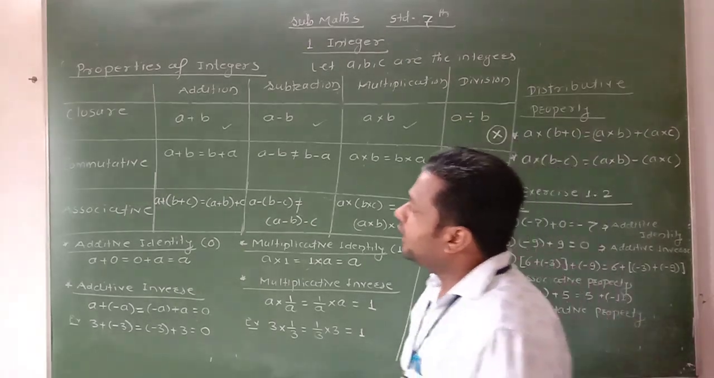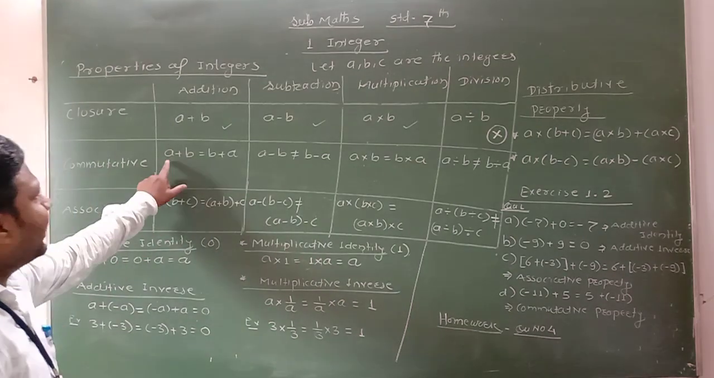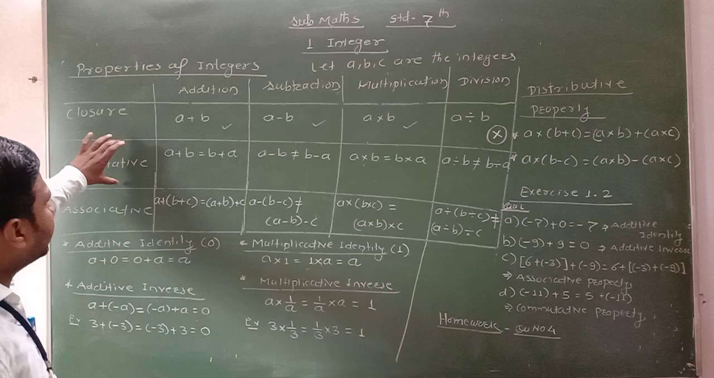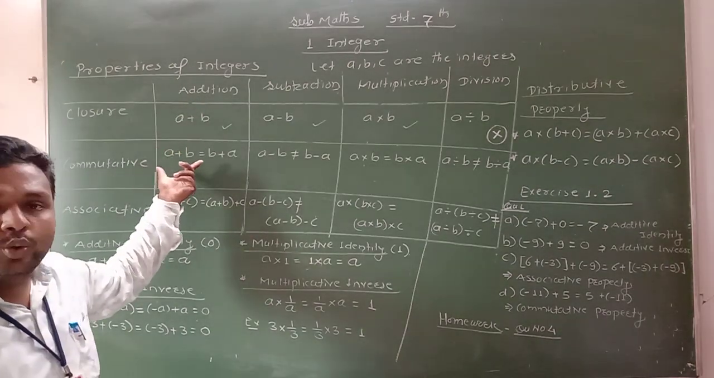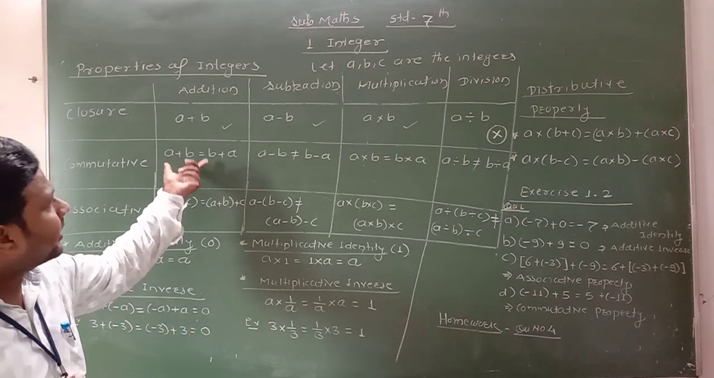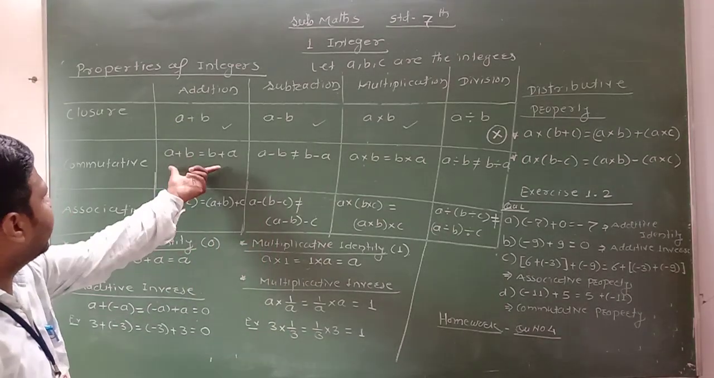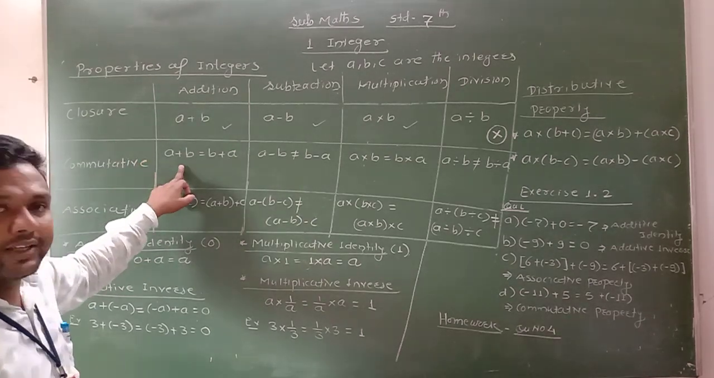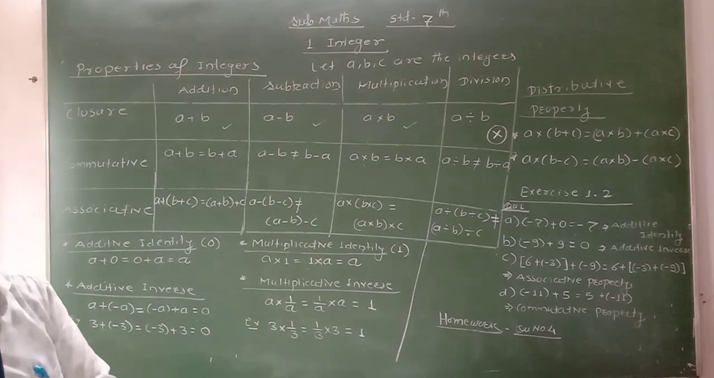Okay. Now see the commutative property. Now what is the commutative property? A plus B is equal to B plus A. This is the commutative property for addition. If we do the addition of two integers, after changing their position, you will get the same answer. Therefore, it is commutative under addition. This means A plus B is equal to B plus A.